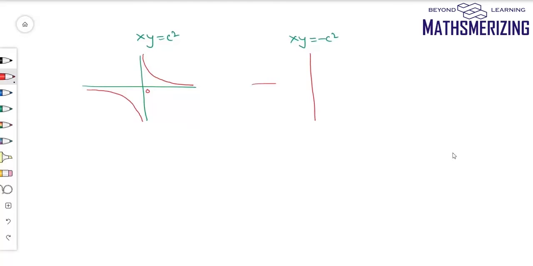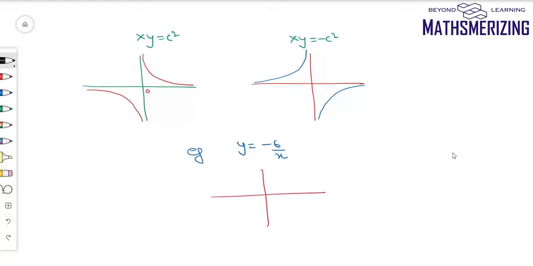And in the second case, the product of xy is negative, so it means it will either lie in the second quadrant or it will lie in the fourth quadrant. Now say for example, if I have to draw the graph y equals minus 6 upon x, it represents a rectangular hyperbola xy equals minus c square. So I'll draw the graph in the second and fourth quadrant. So that is the graph of y equals minus 6 by x.